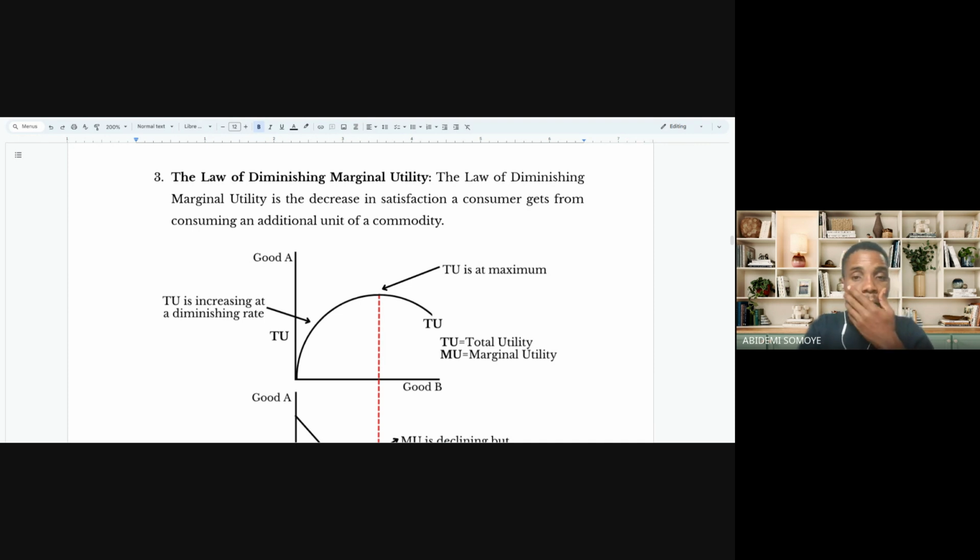But all things being equal, if you keep consuming something consistently over time, there's a very high tendency that you will get tired of it. So you have to give yourself a break, and then you can come back and take that good or service again. Do you understand? If you keep taking something over time, you might get tired of it. That's why the law says the satisfaction the consumer gets from an additional unit of a commodity decreases. The more of the commodity you consume, the less satisfaction you get from it.